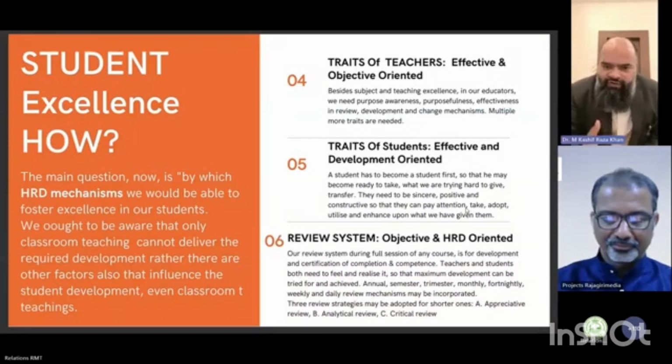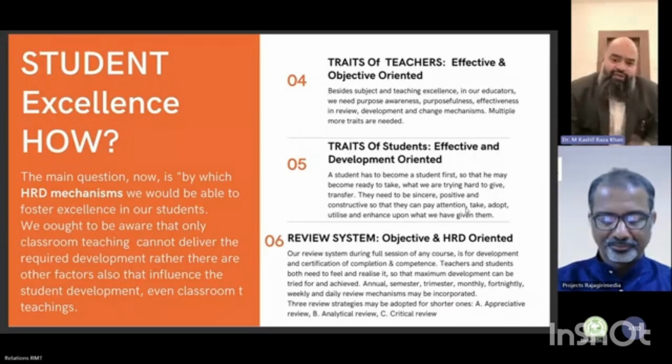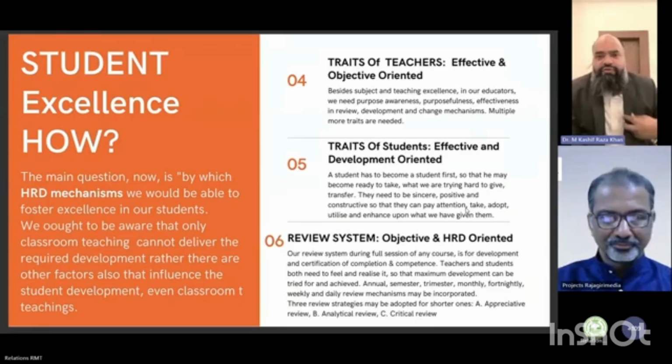So, who is going to craft? The final terminal instrument to craft the personality of the student is the teacher. That is why I have mentioned it here: the traits of being effective and objective-oriented. What is the objective? The output personality of the student.